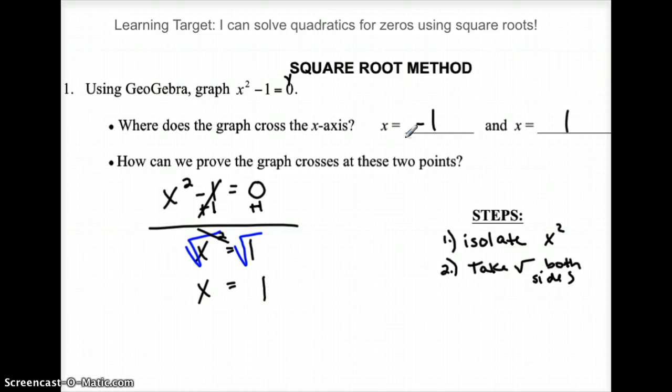But remember how we had a positive 1 and a negative 1 crossing the axis? That's because when you're solving and you take the square root, you have to remember that you need the plus or minus sign. And so that's how we can show the negative root and the positive root. Okay? So there we've proved that the graph does cross the x-axis at negative 1 and positive 1. So let's keep rolling.